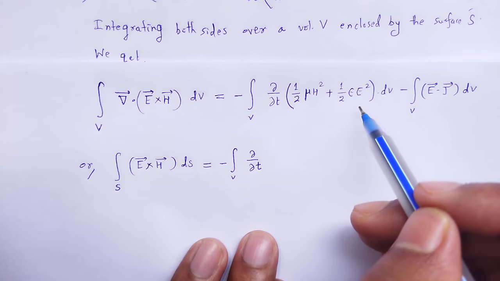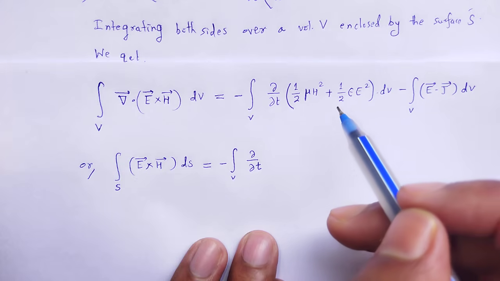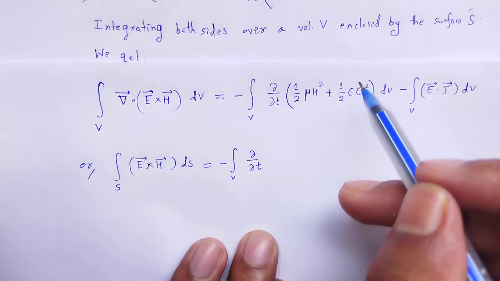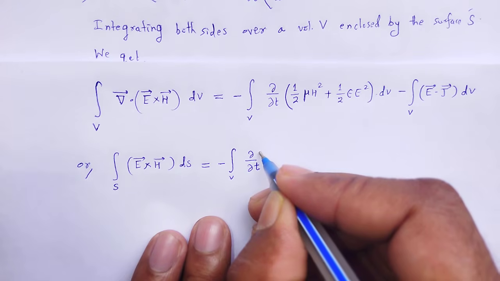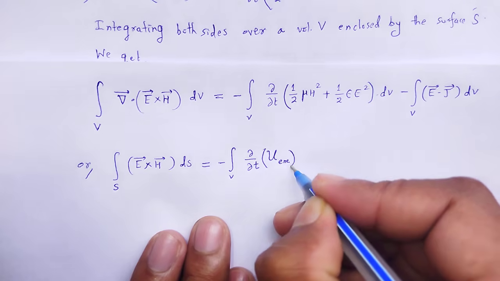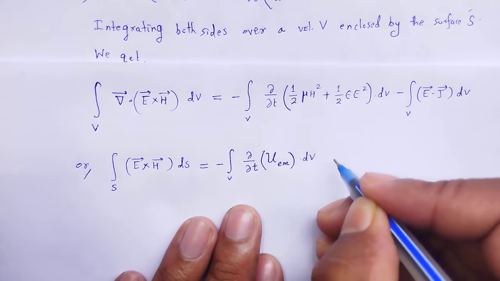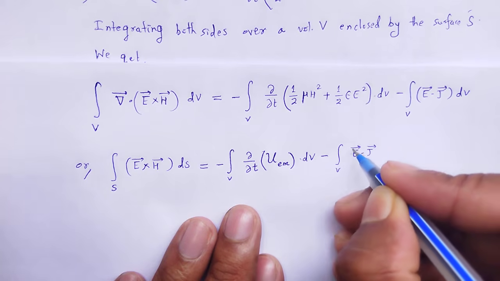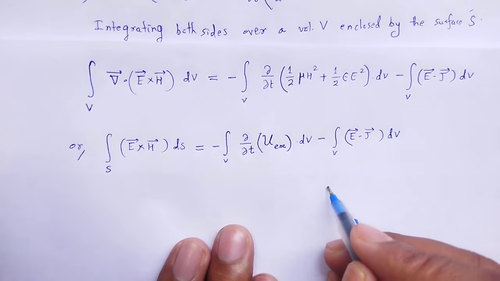As we say, electromagnetic wave is nothing but the combination of electric field and magnetic field. The total energy of that of electromagnetic wave is the combination of energy density of that of magnetic field plus energy density of that of electric field. That is why we call it del U electromagnetic, energy density of electromagnetic field dV, minus E dot J dV.